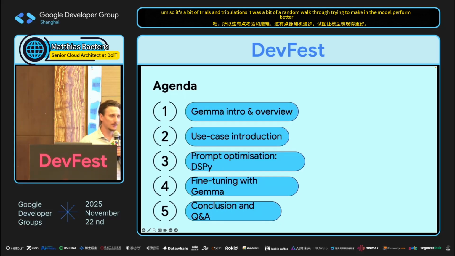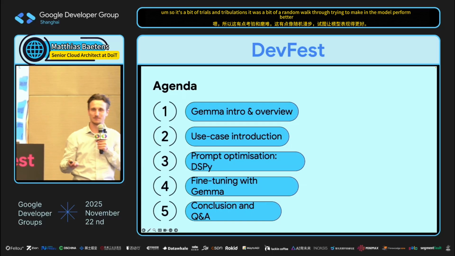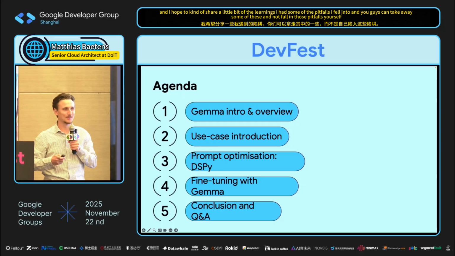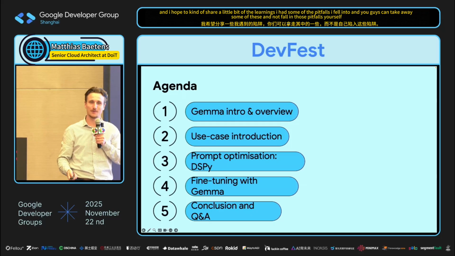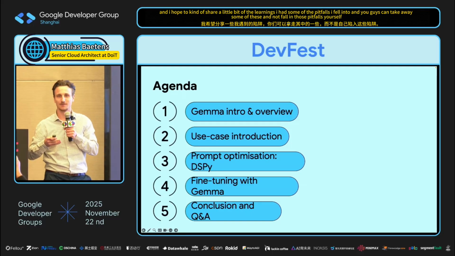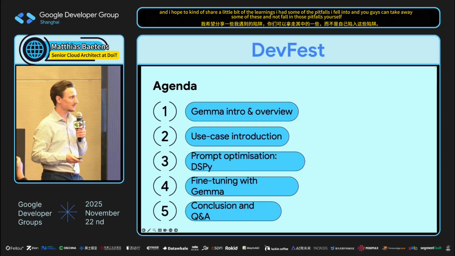So it's a bit of trials and tribulations. It was a bit of a random walk through trying to make the model perform better, and I hope to share a little bit of the learnings I had, some of the pitfalls I fell into, and you guys can take away some of these and not fall into those pitfalls yourselves.